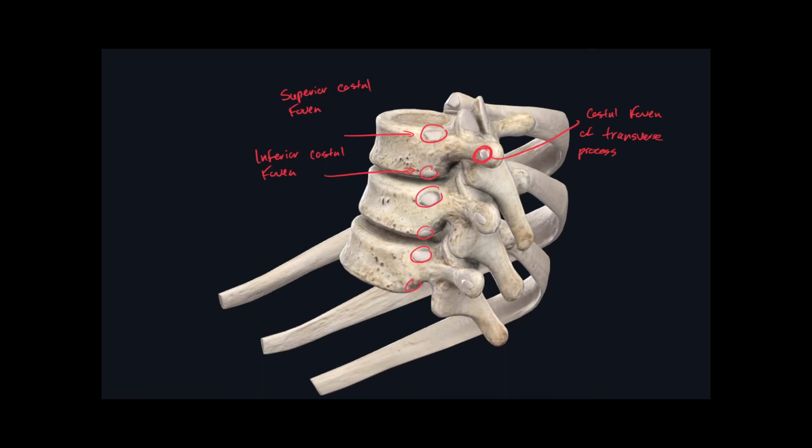And that actually concludes all of the unique landmarks found on all the different types of vertebrae. The lumbar vertebrae don't have any unique characteristics that we need to learn, so that means we can go ahead and move on to the bony sacrum.